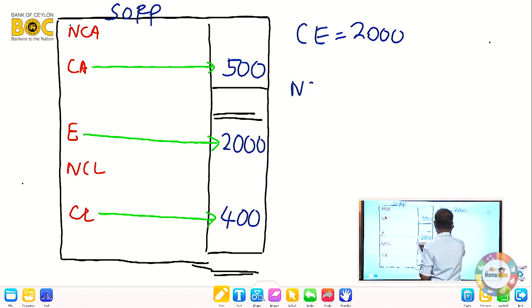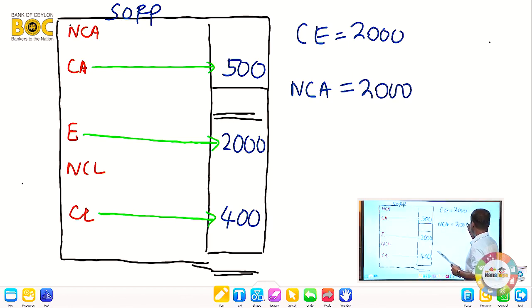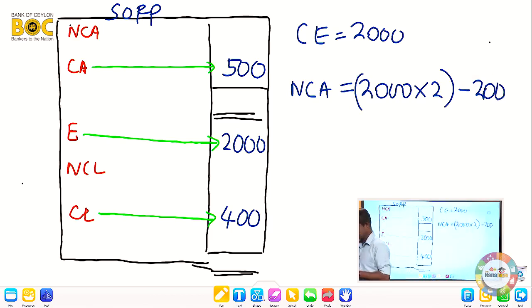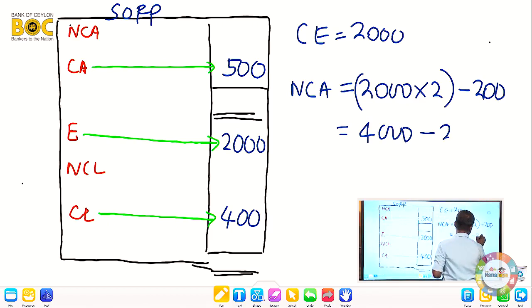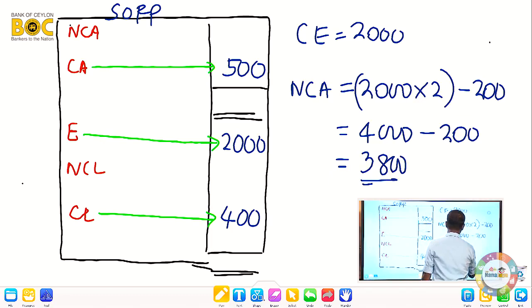The non-current assets equal 2 times equity, lower by 200. When compared with your equity times 2, once you minus 200,000, then you get your closing non-current assets. The 4,000 minus 200 is 3,800, your non-current asset.